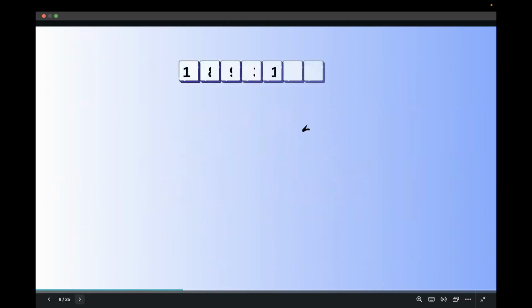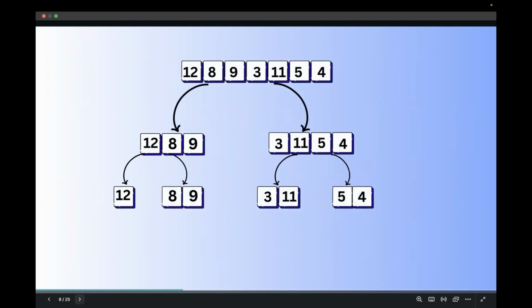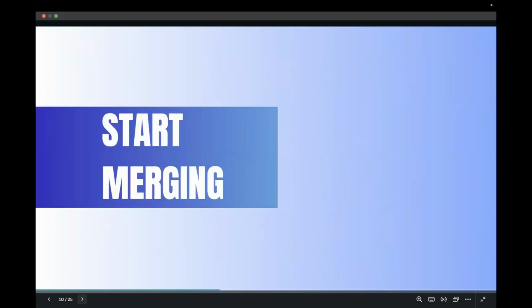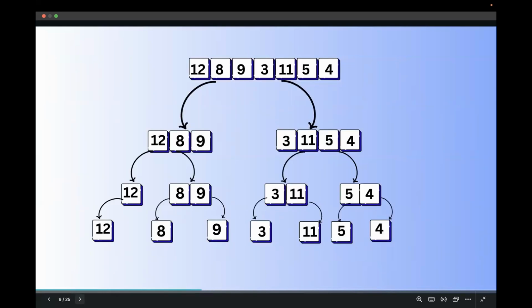So now let's have a look at the first left half, and that is 12, 8, and 9. We now divide it into 12 and 8, 9. And now we'll take a look at the right half, that is 3, 11, 5, and 4. We'll divide that into 3, 11, and 5, and 4. Now we're not done yet. So now we'll divide 8, 9 into 8 and 9, and 3, 11 into 3 and 11, and 5 and 4 into 5 and 4. So now let's start merging as we have all single elements.